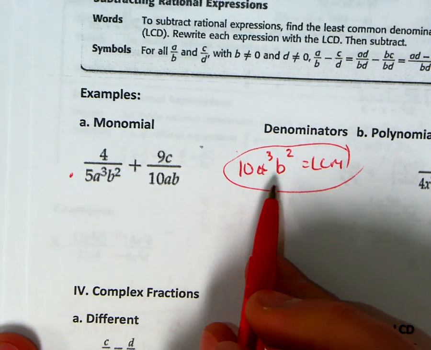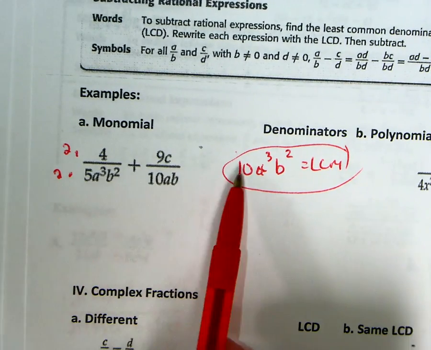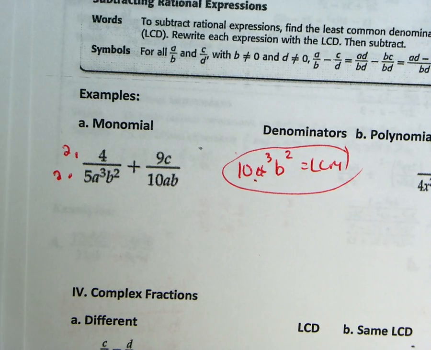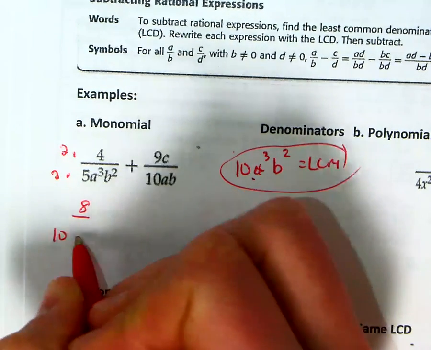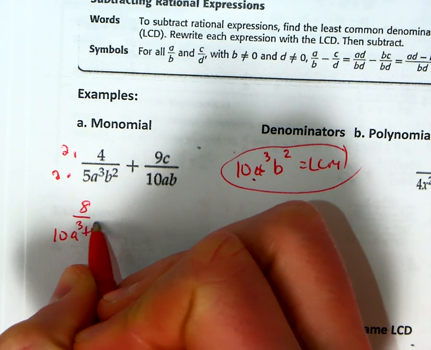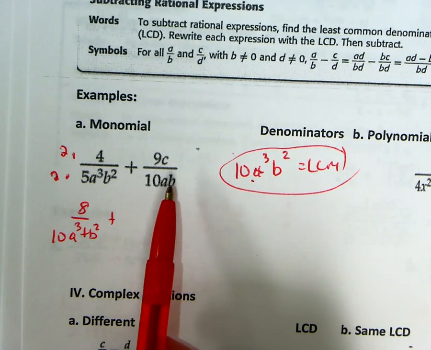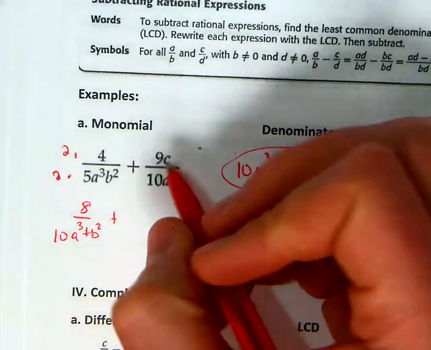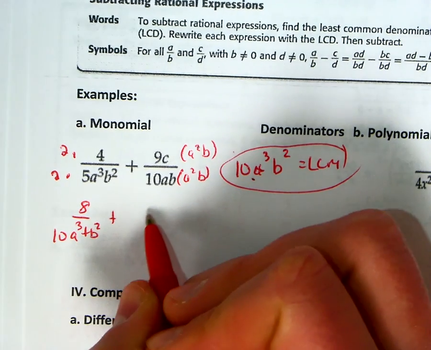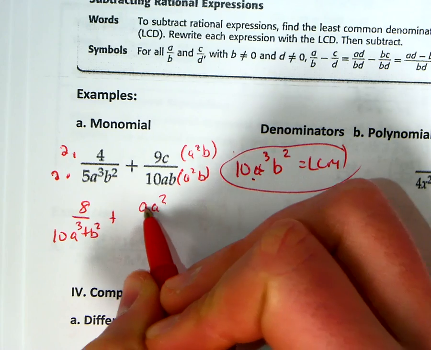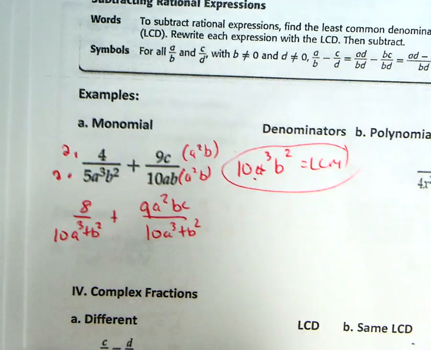So for this, I just need to multiply the top and the bottom by 2. Right? 2 here will get me 10. 8 times a to the third times b squared. So now I have 8 over 10 times a to the third plus b squared plus, and here I have the 10. I need to multiply by 2 extra a's and a b. So a squared times b, a squared times b. So I have 9a squared bc over 10a to the third plus b squared.